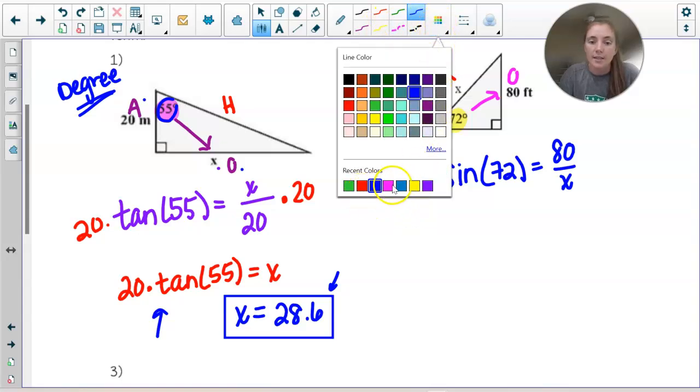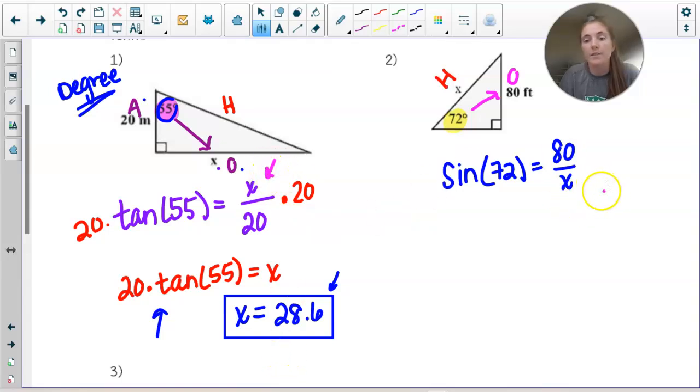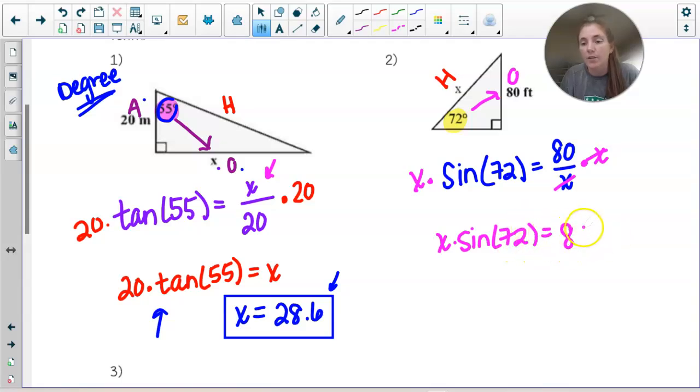Now you'll notice that this equation is a little bit different than the last one. On the last one, X was in the numerator. On this one, our X ended up in the denominator. So to solve, this is actually going to take two steps. When I multiply both sides by X to get it out of the denominator, it cancels here, and I get X times the sine of 72. So we got it out of the denominator, which is a good first step, but we haven't solved for X yet. So from here, we would need to get X by itself by dividing both sides by the sine of 72.